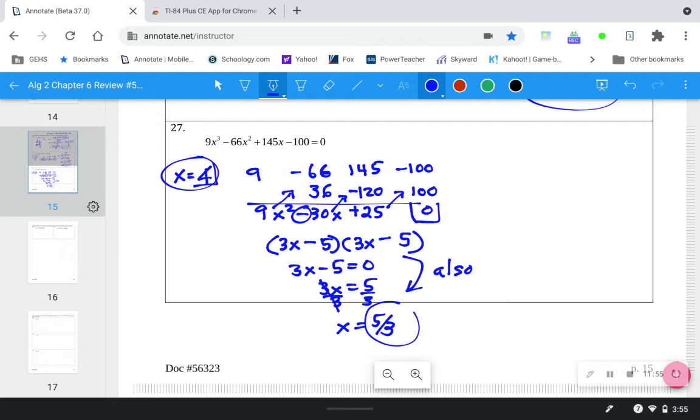Okay, so that does it for the last 3 problems here through 27. Hope that's helpful to you.